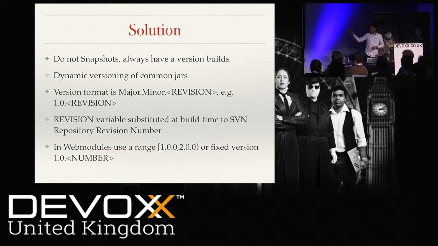This solves the problem of a developer not having to manage the versions. Your common jars are now always versioned, because the repository revision number is part of the version and part of the jar name as well. You can always pinpoint which source code version was used to build that jar. In the web module as well, you can pick the latest version if you choose to during the early phases of development. And inside the web module, you can always trace back exactly which version of source code was used to build those common jars.